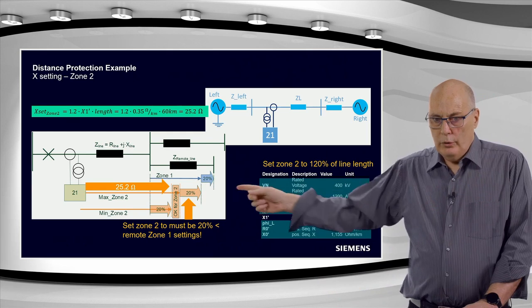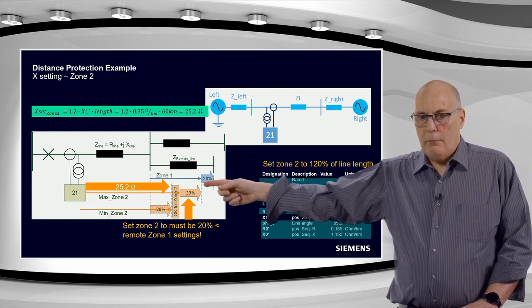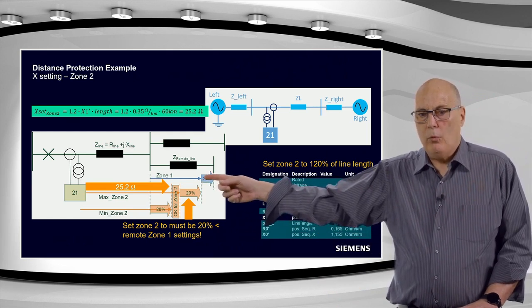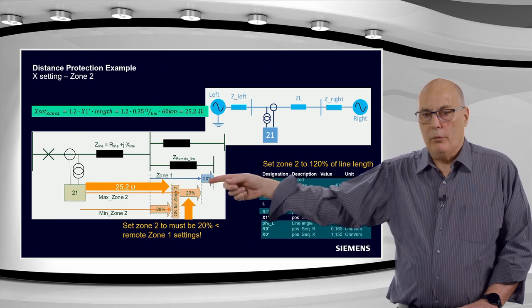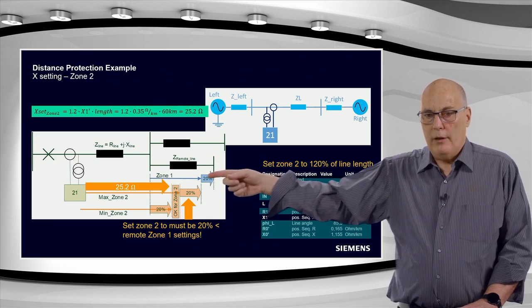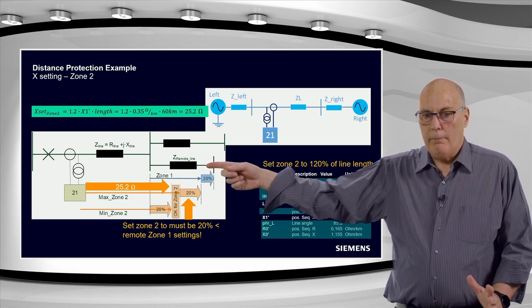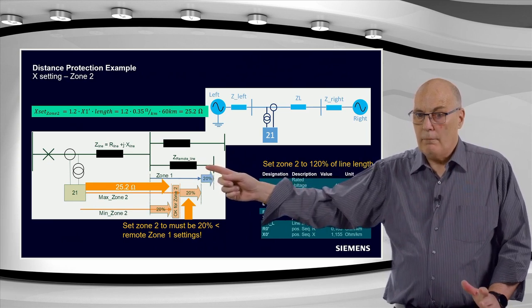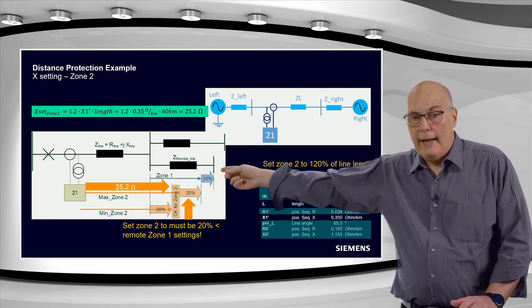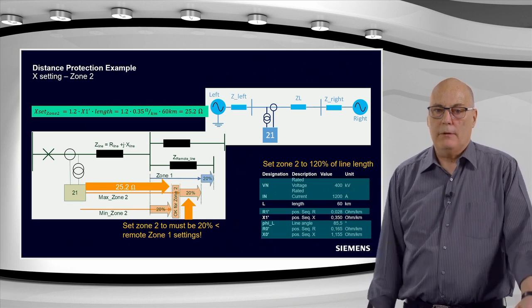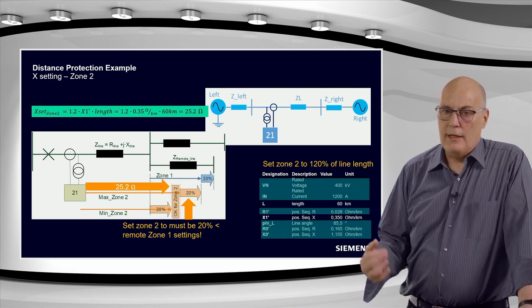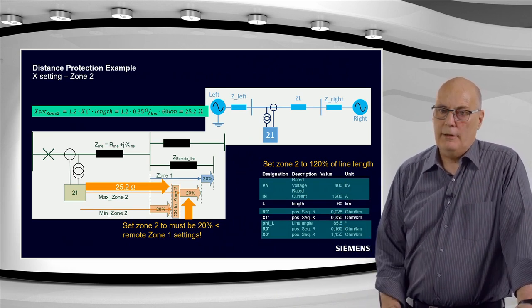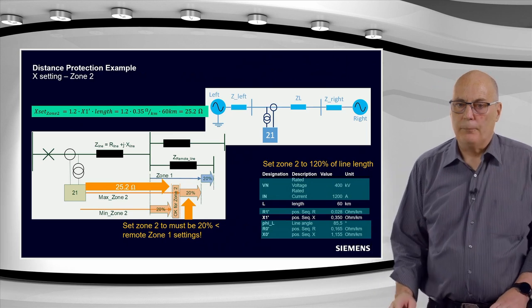Our zone 2 may not pass this point. What will happen if our zone 2 picks up for a fault over here? Then we will run our zone 2 time, and what will happen? This zone 1 will not trip. So the zone 2 on this feeder and our zone 2 will probably trip simultaneously. And that means non-selectivity, a loss of selectivity or a bad grading condition.